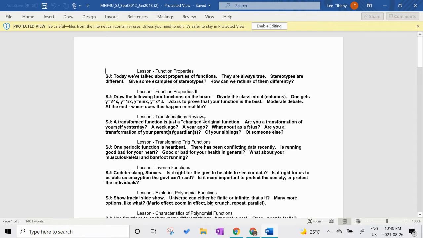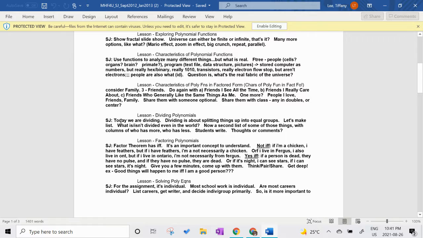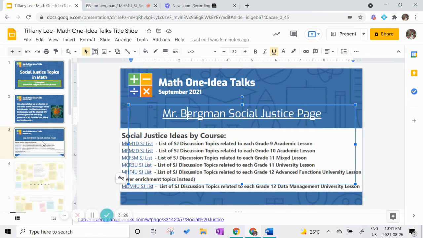So, for example, if you're teaching grade 12 advanced functions and you're talking about transformations of functions, he has a question here where a transform function is just a changed original function. Are you a transformation of yourself yesterday, a week ago, a year ago? What about a fetus? Are you a transformation of your parents or guardians, of your siblings, of someone else, and so on? So he has a wide range of questions that you can use to create these social justice discussion scenarios in your classes.